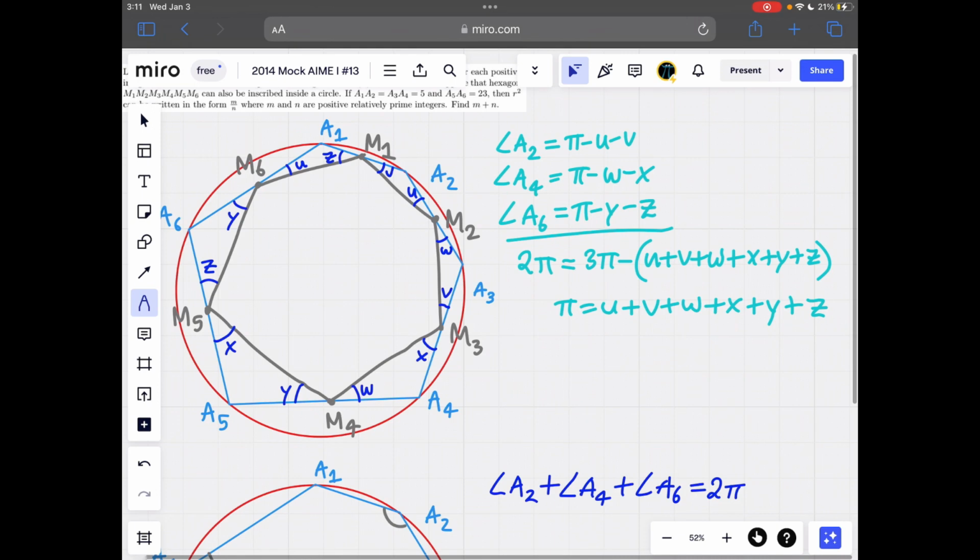Okay, now what else? Well, we have angle M2 plus M4 plus M6 is also 2 pi, because that hexagon can also be inscribed in a circle. So angle M2 is pi minus u minus w here. Angle M4 is pi minus w minus y. And angle M6 is pi minus u minus y.